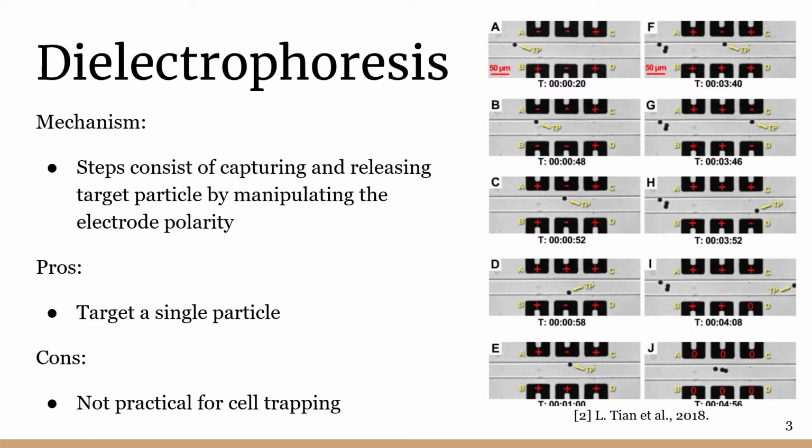However, the con is that it is not practical for cell trapping. Since the cells are typically dispersed in a water phase such as the cell culture medium, or PBS, phosphate buffered saline, dispersing cells in the silicon oil will decrease the survival rate of the cells.